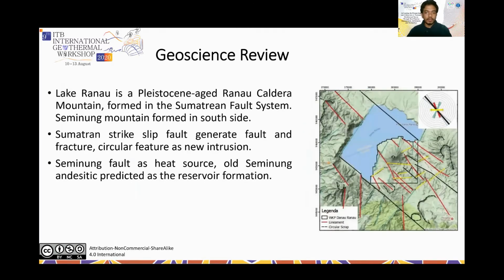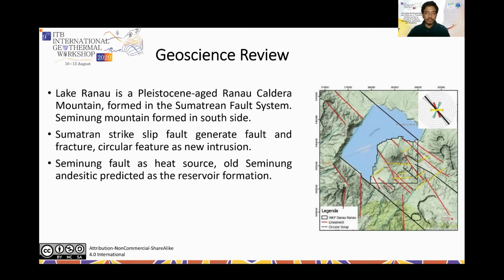The Ronald geothermal field is a Pleistocene caldera from Mount Ronald formed on the Sumatra fault system, which formed a basin due to the formation of a pull-apart fault system. In the southeastern part of the Ronald formed Mount Seminung, which is a stratovolcano-type post-caldera mountain. The products of Mount Seminung are lava and pyroclastic that show explosive eruption with high energy. According to the position of the manifestations, it is estimated that the remaining magma erupts as a heat source of the emerging manifestations that originate from Mount Seminung.